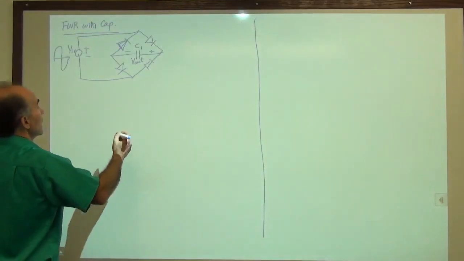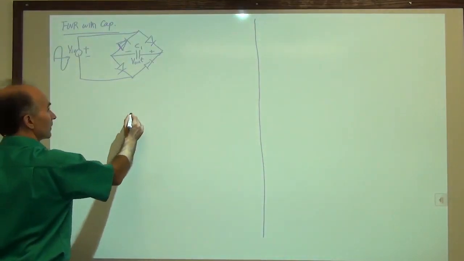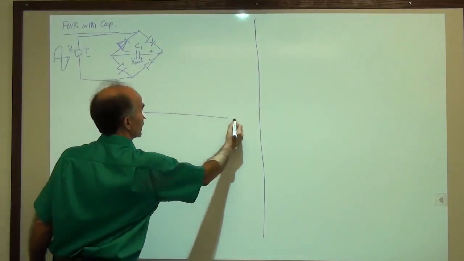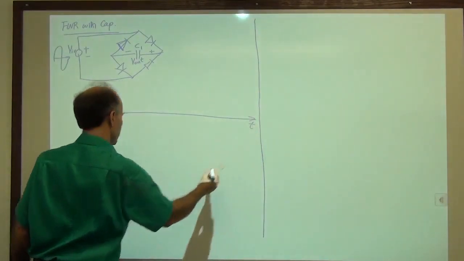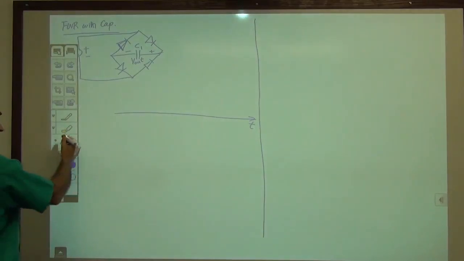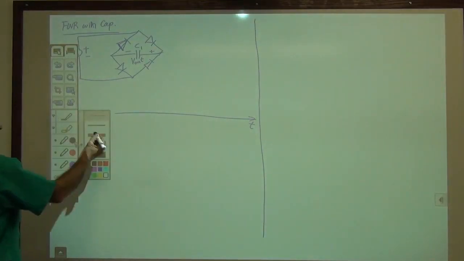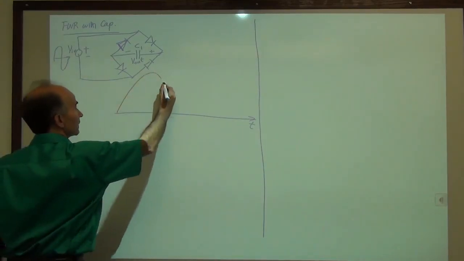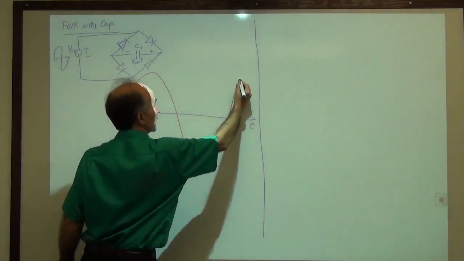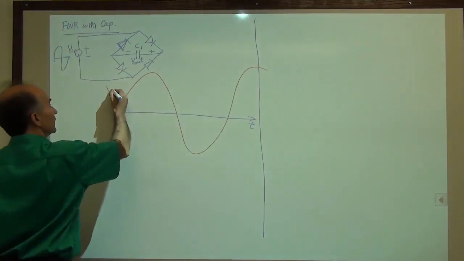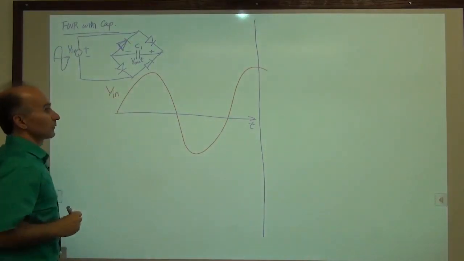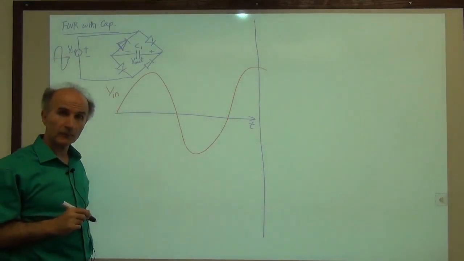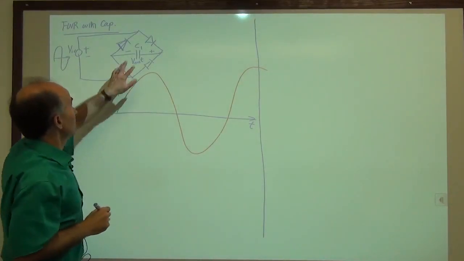Okay. All right, so again, we say, let's suppose that the input is a sinusoid. So as usual, I will use red for the input waveform. So here's a sinusoid, approximately, for the input. And I would like to see what happens at the output.